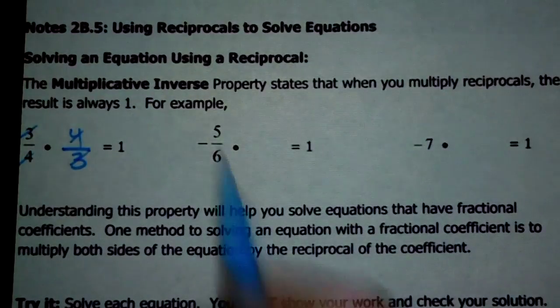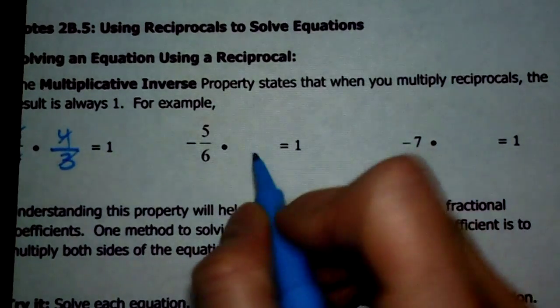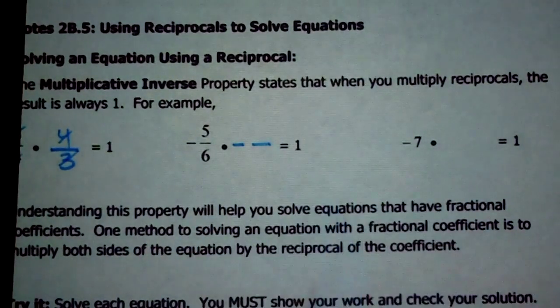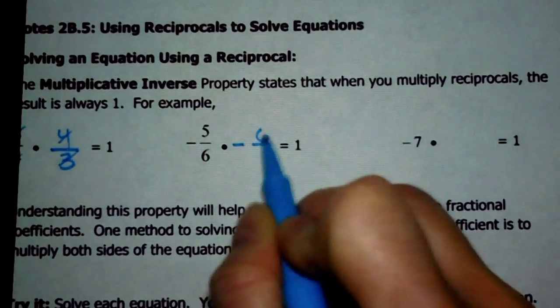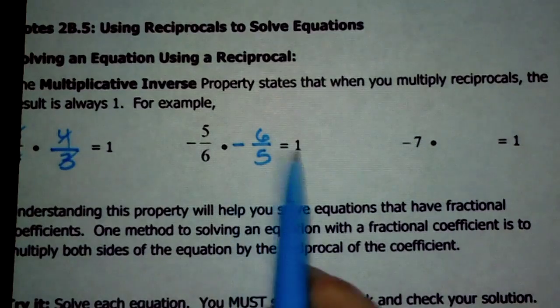And another example, this time I have a negative value. So when you have a negative value and you take the reciprocal, you still keep your negative value. And I'm going to put the 6 in the top and the 5 in the bottom. A negative multiplied by a negative is a positive, right?